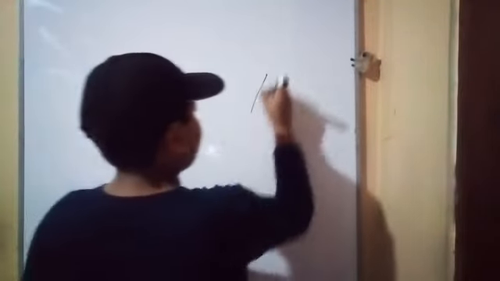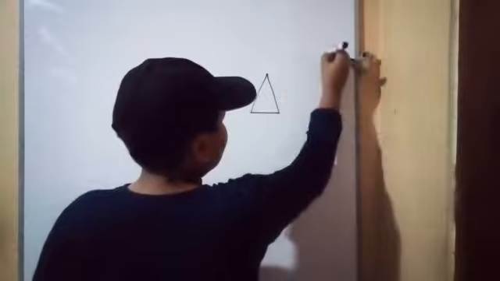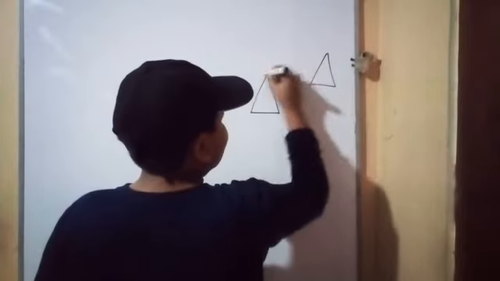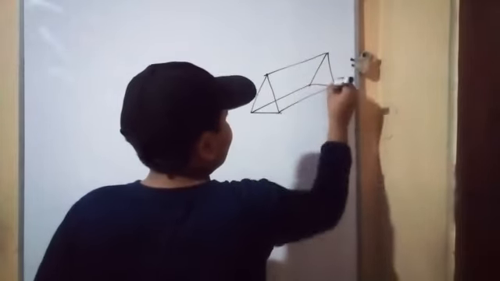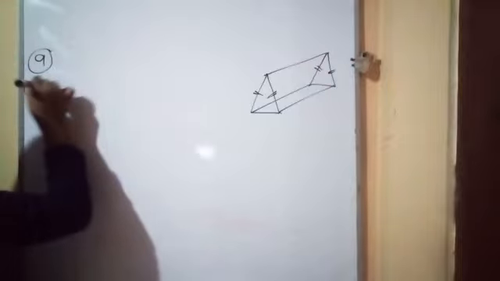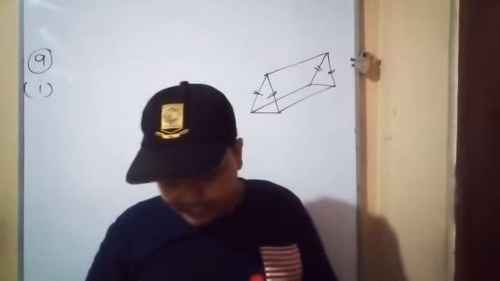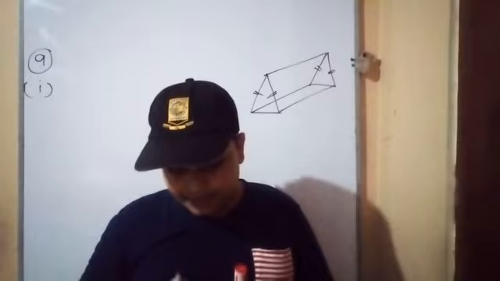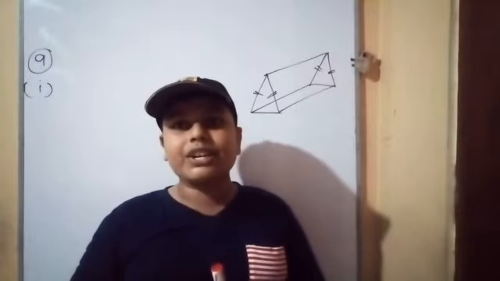Now what is the 9th question? A prism is shown in the figure, and the triangular faces are isosceles. Like this. So the 9th question, first one: draw the 3 rectangular faces of the prism separately and mark their dimensions.